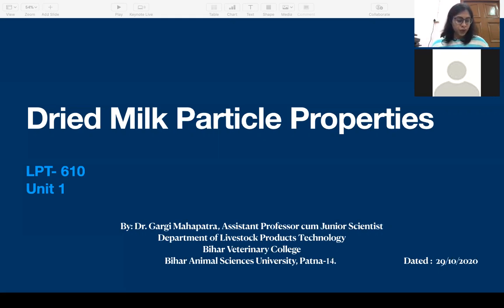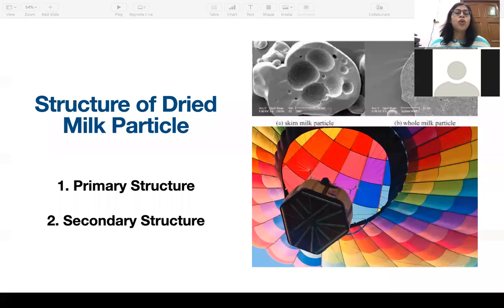So we have studied dried milk particles, basically of two types. One is the whole milk powder, one is the skim milk powder. And these powders are again prepared by different techniques. Basically, it's a drum dryer or roller drying technique, and another is the spray drying technique. So now we will discuss the structure of these dried milk particles.